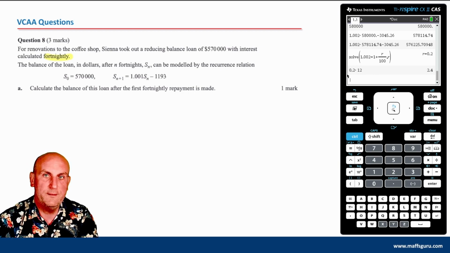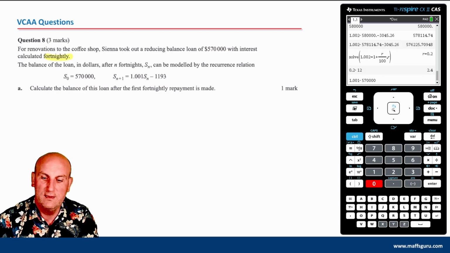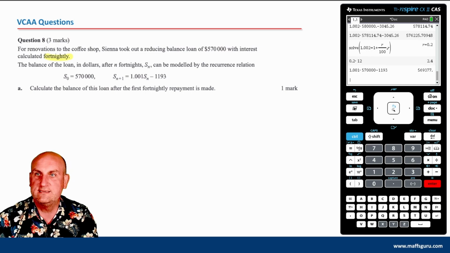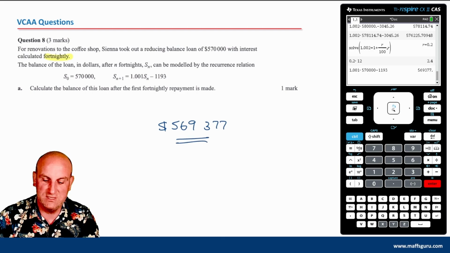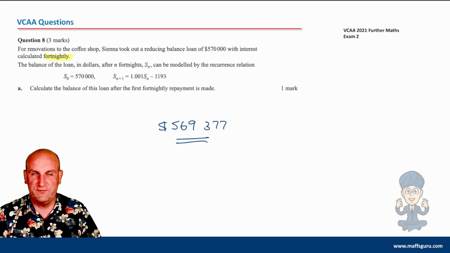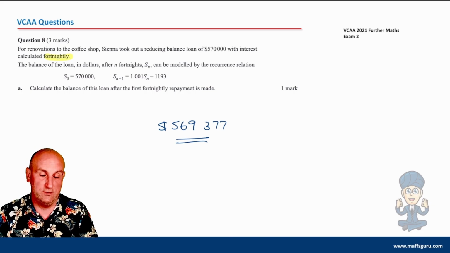So 1.001, I'm going to times that by 570,123 minus 1193, hit enter, and what do we get? Not in highlighter as well. It's all going wrong. $569,377. Ka-ching for 1 mark. Now again, a lot of the questions for these exams start nice and easy. They get a little bit more complicated to test whether you fully understand.